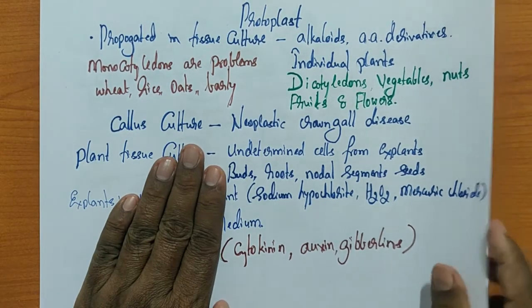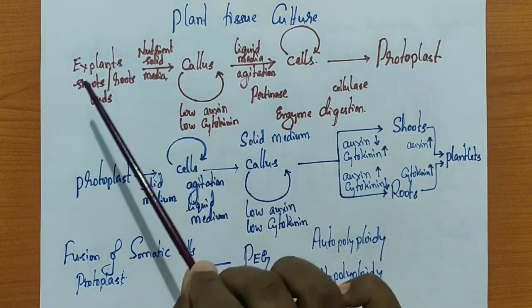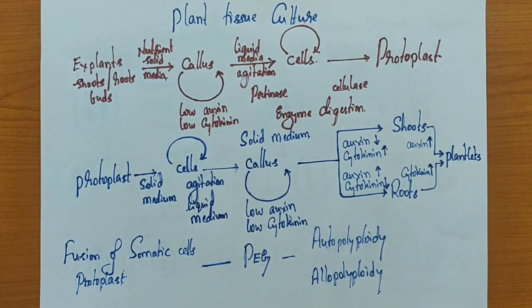In the next part, we will discuss the schematic representation of the various steps involved in plant cell culture or tissue culture.